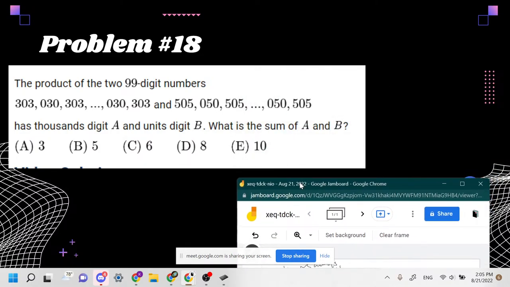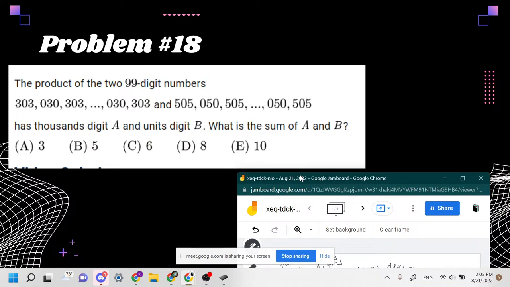I read that problem, and I realized what my problem was. Yeah, so the problem with what you're saying is that you're trying to find the thousands digit and the units digit of the product of these two numbers, right? You're not trying to find them of each individual number.